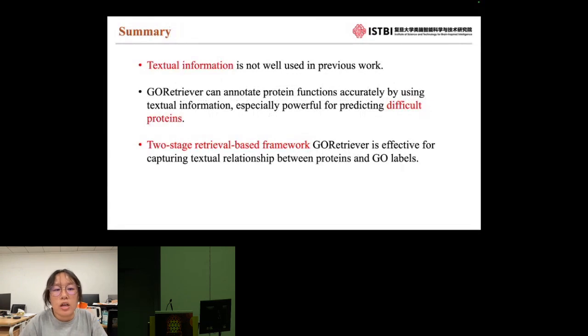So in summary, textual information is not well used in previous work. However, our method GORetriever can annotate protein function accurately by using textual information, and is especially powerful for predicting difficult proteins. And besides, our two-stage retrieval-based framework, GORetriever, is effective for capturing the textual relationship between proteins and GO labels.